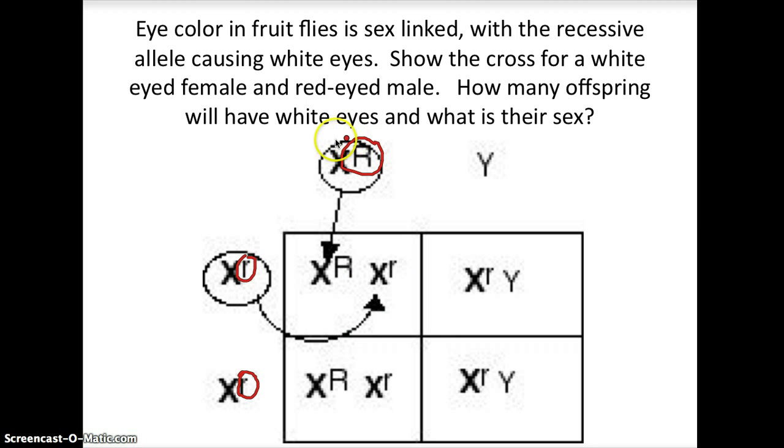It turns out that the male, in this case being red-eyed, will give that red-eyed allele to his daughters, where the daughters will then be a carrier. The female, being white-eyed, will pass the white-eyed recessive allele on to each of her sons. So even though the dad didn't have white eyes initially, all of their sons will.